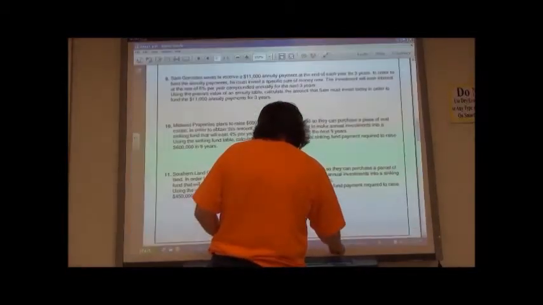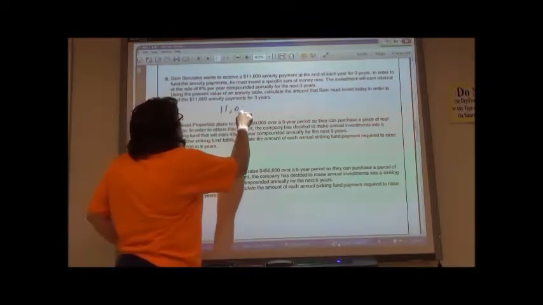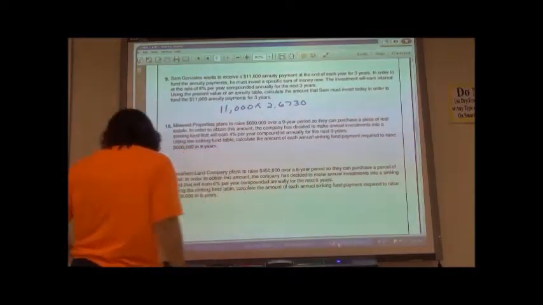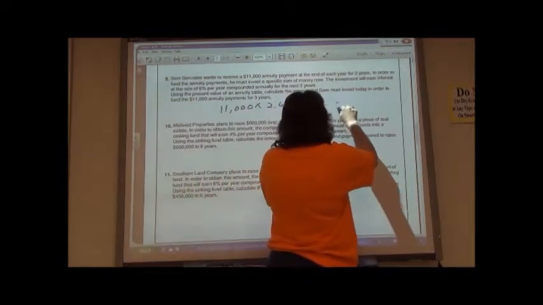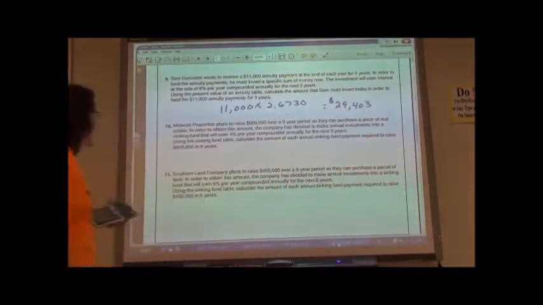So over on our paper here, I have $11,000 times 2.6730. And if I grab my calculator, 11,000 times 2.6730 gives me $29,403. So I'd have to invest $29,403 today so that I can take out $11,000 at the end of each year for the next 3 years.